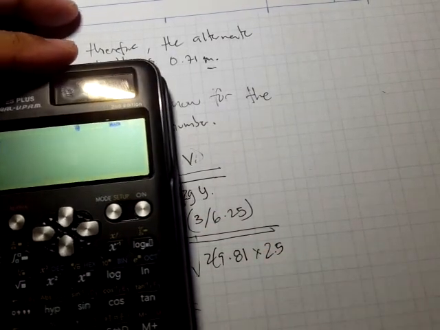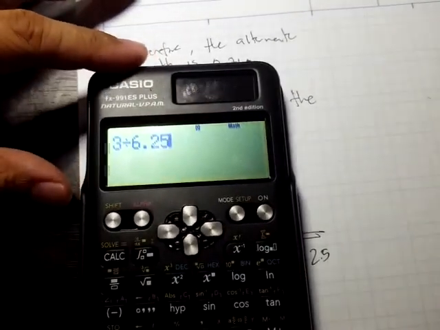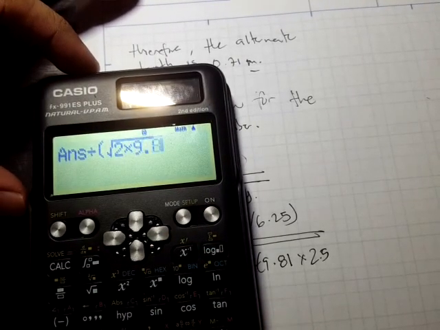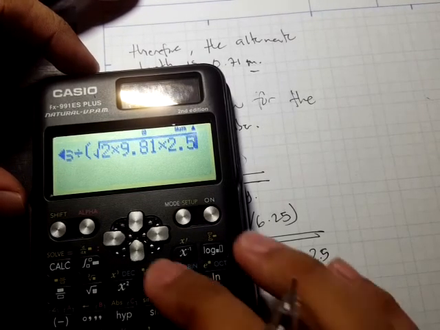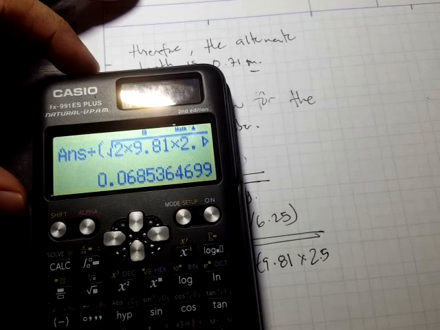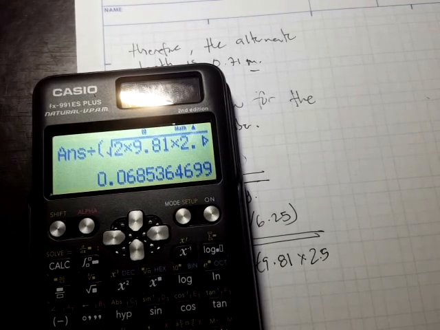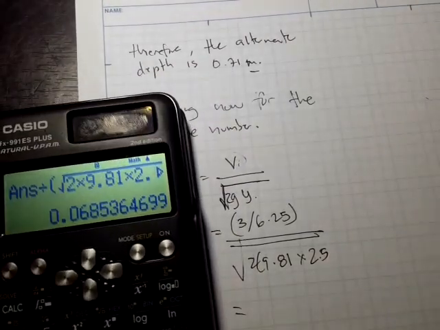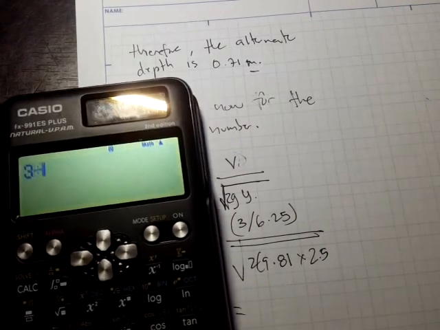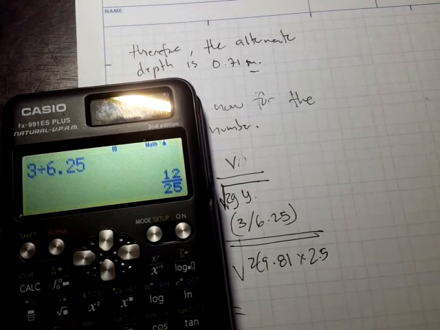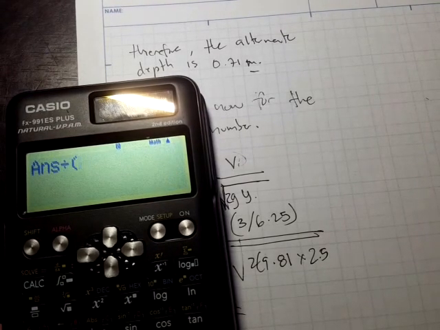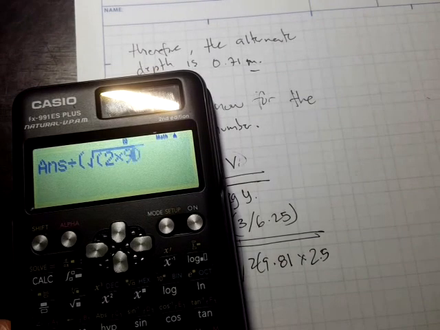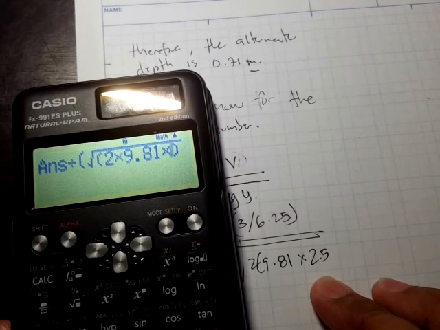Right, so 3 divided by 6.25, divided by the square root of 2 times 9.81 times 2.5. This is 0.07, or let me check again. So 3 divided by 6.25 divided by the square root of 2 times 9.81 times 2.5.